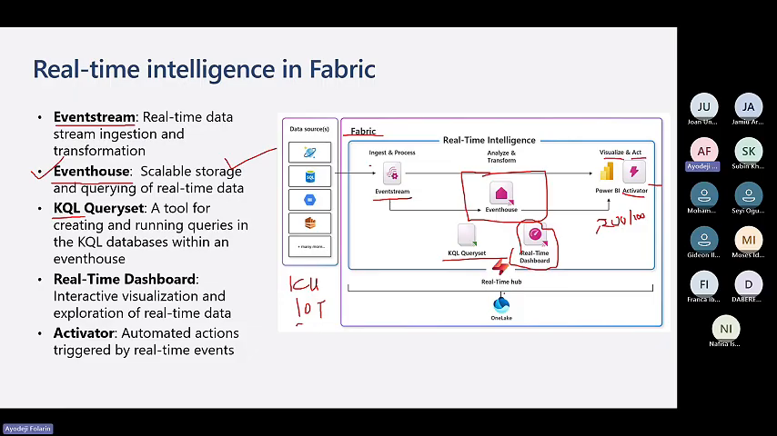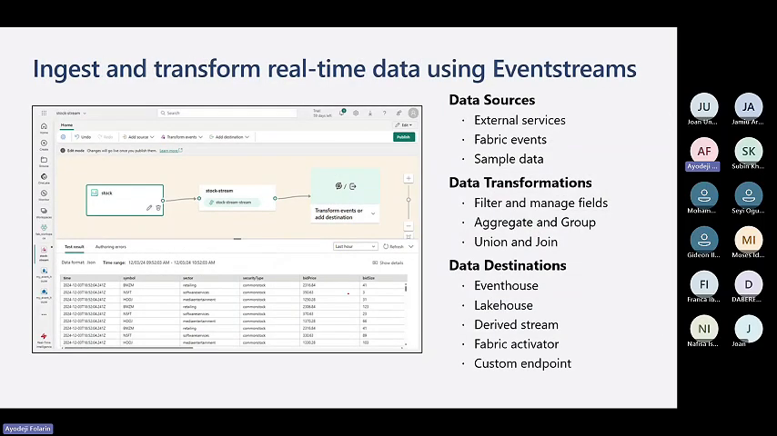So this is what we call an activator. Activator is an automated action triggered by a real-time event. Based on what you see in the event, trigger something out for people to see. And the real-time dashboard is an interactive visualization and exploration of real-time data. I hope I'm not too fast.